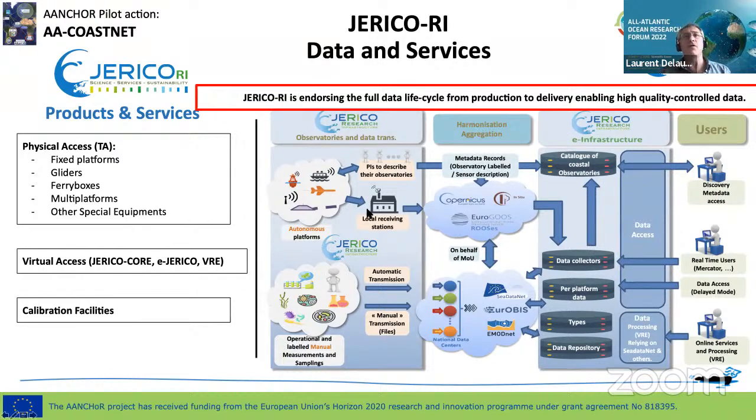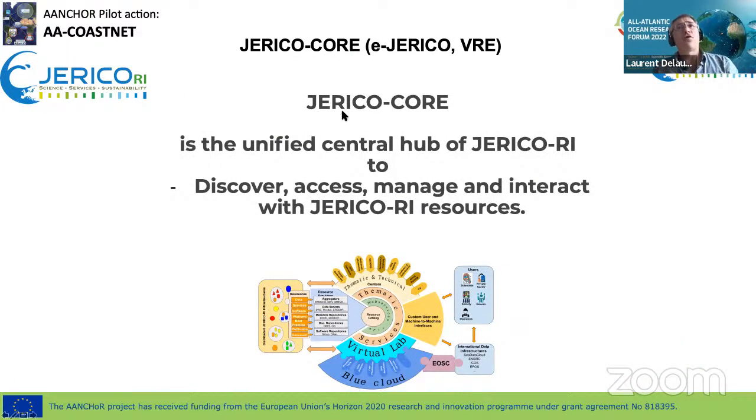You can see on the diagram that on the left side are the data providers. On the second pillar are the data aggregators that you may know, like Copernicus, EuroGOOS through their ROOSes, the Institute Stack, SeaDataNet, etc. And on the right side, we have the users. JERICO is trying to establish e-infrastructures in order to provide, in a convenient way to the users, all the data and products that are dedicated to coastal observations. We call it the JERICO-RI.